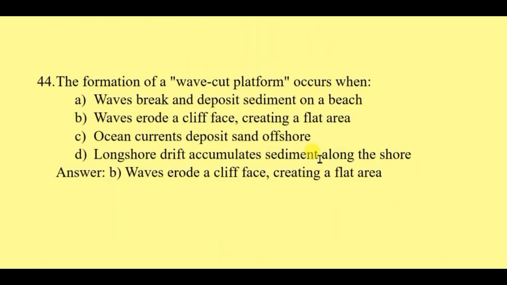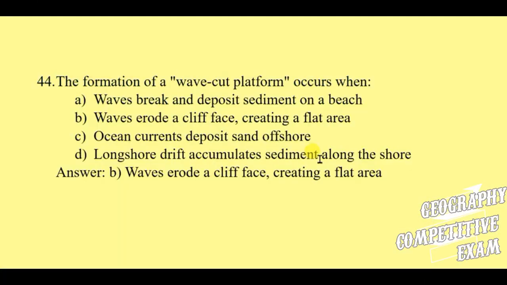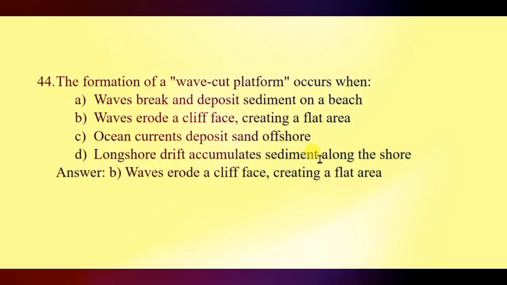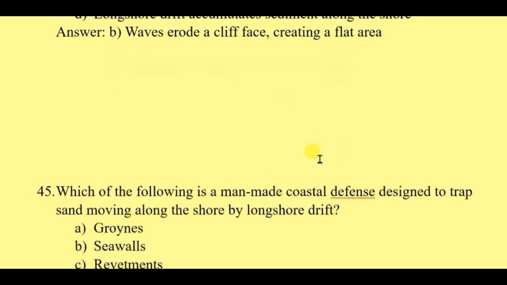Question 44. The formation of a wave-cut platform occurs when waves break and deposit sediment on a beach, waves erode a cliff face, creating a flat area, waves or ocean currents deposit sand offshore, longshore drift accumulates sediment along the shore. Here the correct answer will be waves erode a cliff face, creating a flat area.